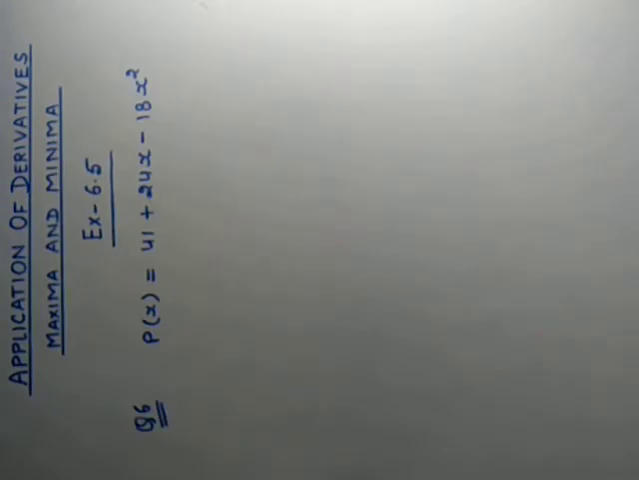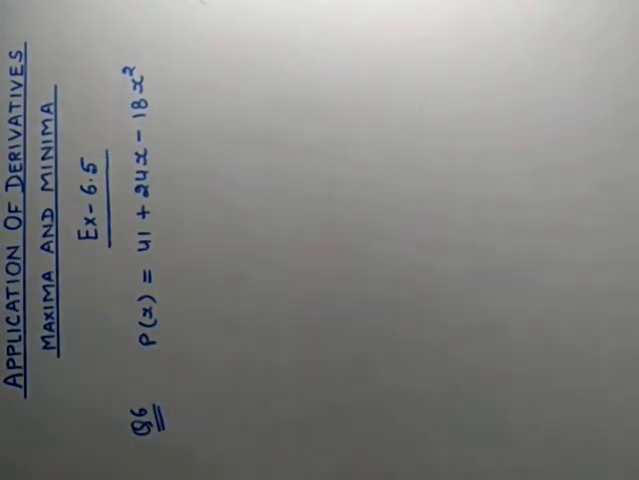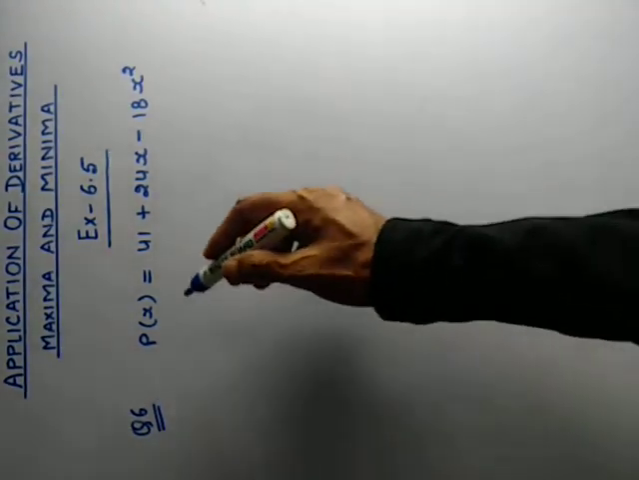Let us start exercise 6.5. We will start from question number 6. Question number 6 is: find the maximum profit that a company can make if the profit function is given by p(x) equals 41 plus 24x minus 18x square. Here the function is given.